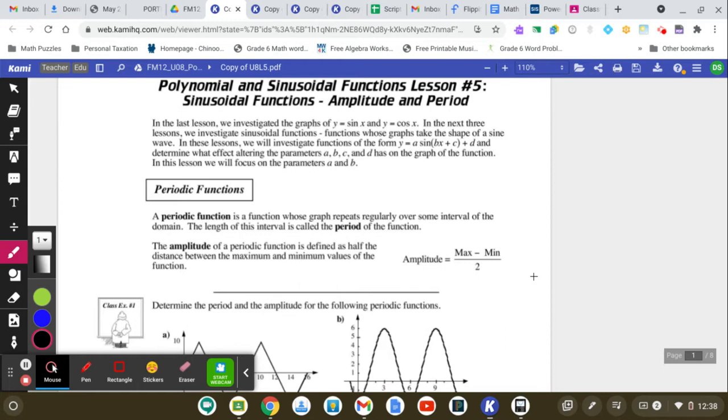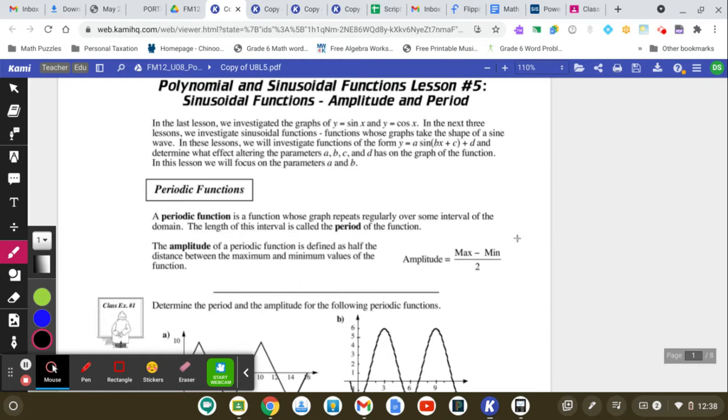Okay, let's keep reading. In the next 3 lessons, that's all you have left of your grade 12 mathematical high school career. 3 lessons. Ready? In the next 3 lessons, we investigate sinusoidal functions. I need you to listen, not talk, please. Functions whose graphs take the shape of a sine wave.